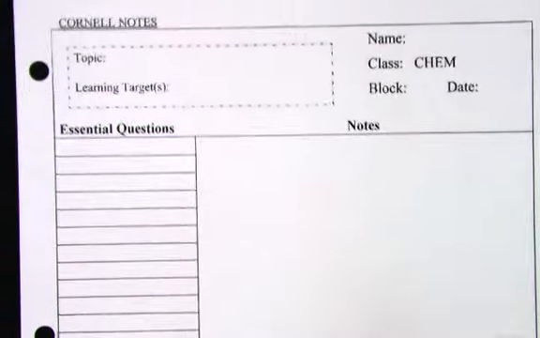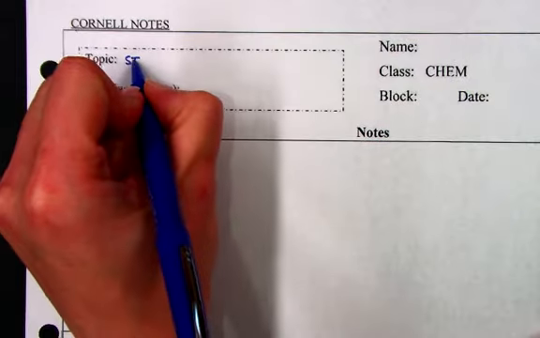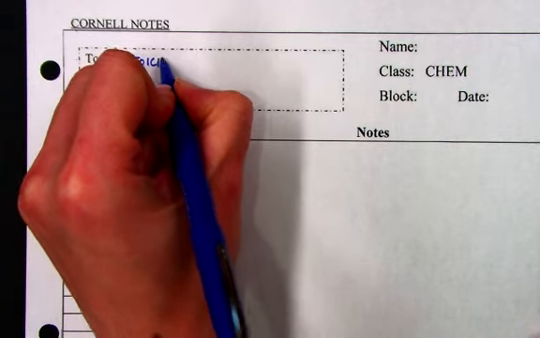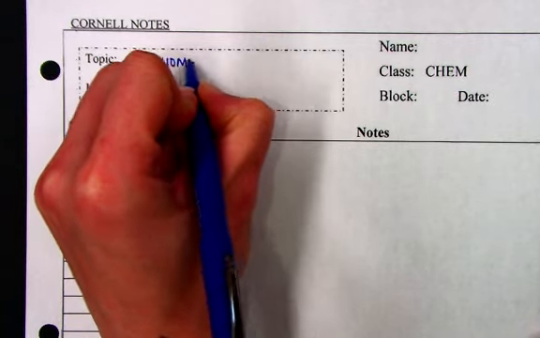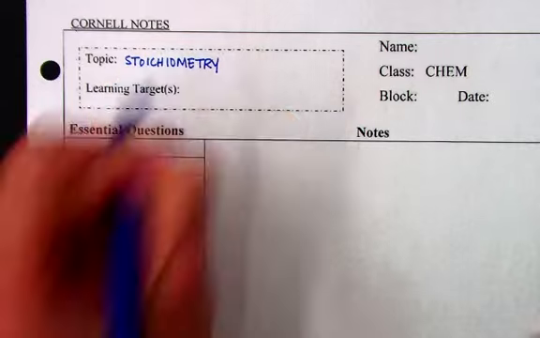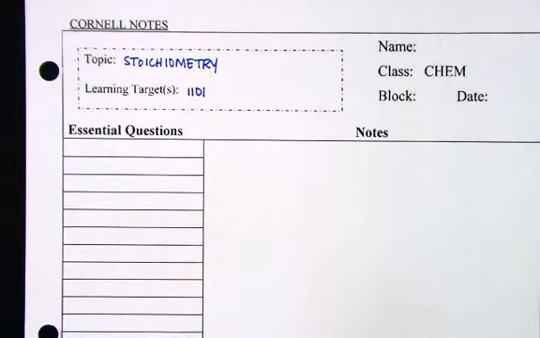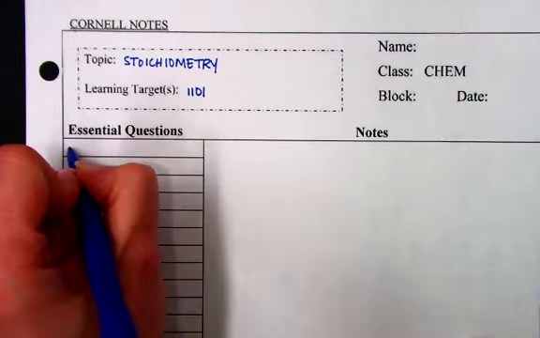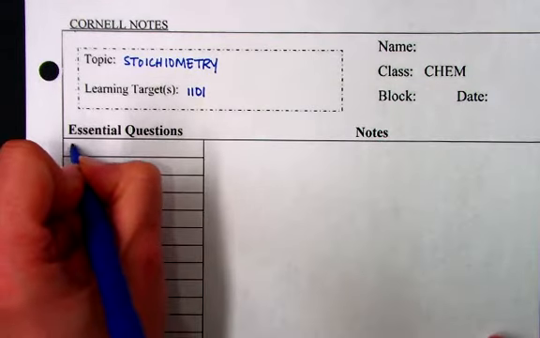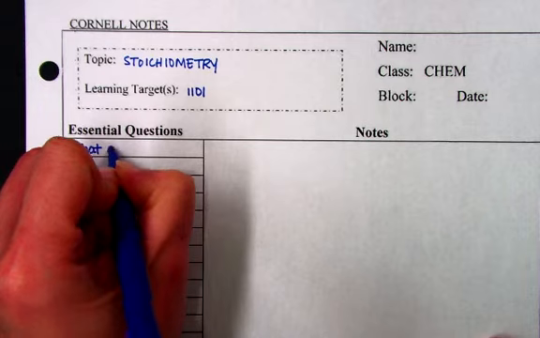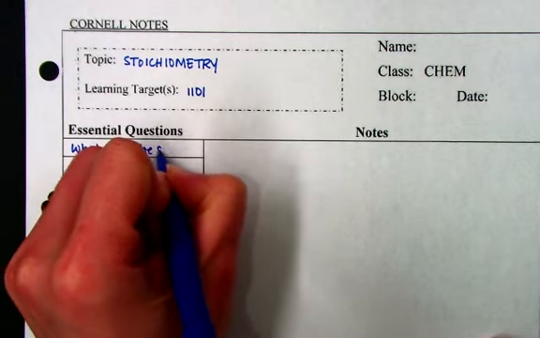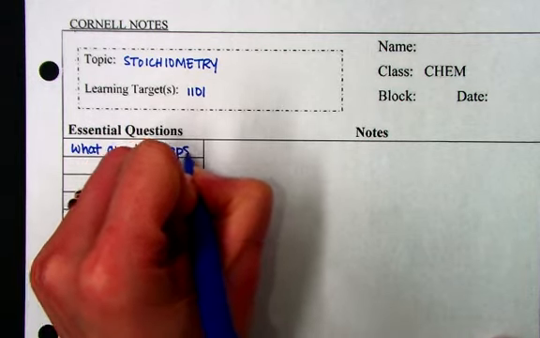So we're going to title this topic, our favorite word, the big word that some of you were making fun of pronouncing, right? Our topic is stoichiometry. Okay, this is learning target 1101. And what we're going to do is talk about the steps to solving these types of problems.